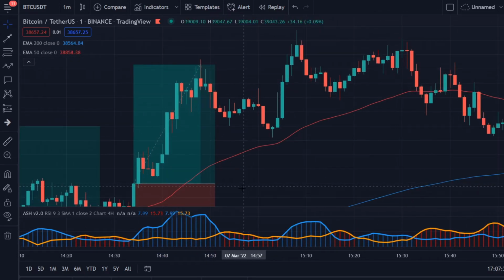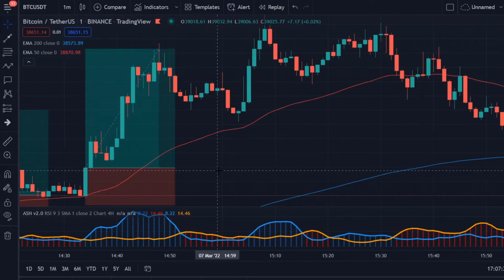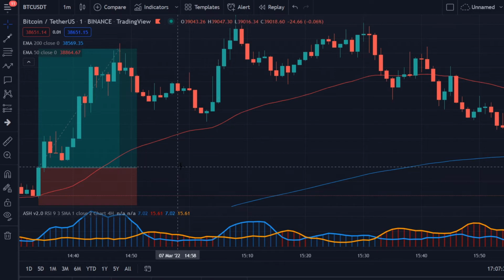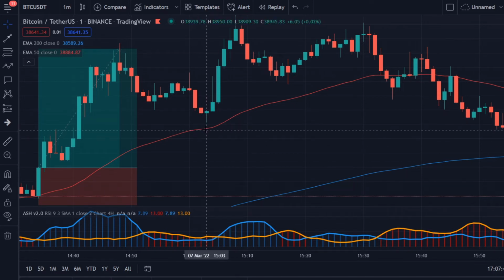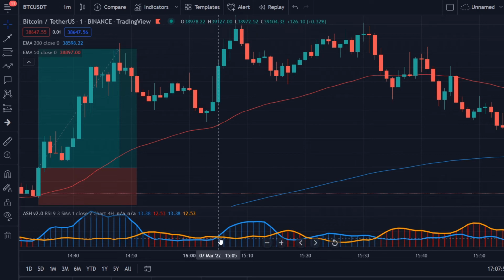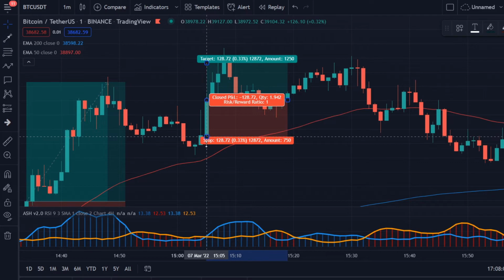But let me show you something that I really want to address, because we are not going to take every single order. There is one condition. Over here we have the price above the 50 and the 200 exponential moving average. We drop down and we see that the blue line crossed the orange line, and the blue bar also crossed the red bar. So we take the trade.